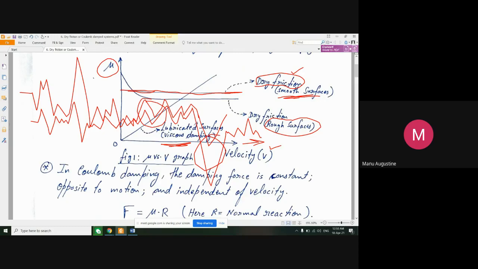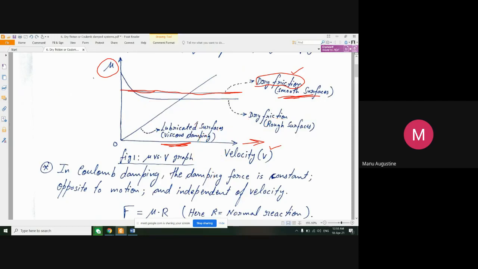So this explains why in the case of dry friction damping with rough surfaces, the initial resistance or the coefficient is high, but with increase in velocity, you will see that there is a dip in the resistance, and then at higher velocities, even a rough surface behaves like that of a smooth surface.